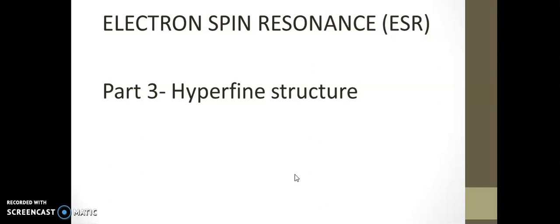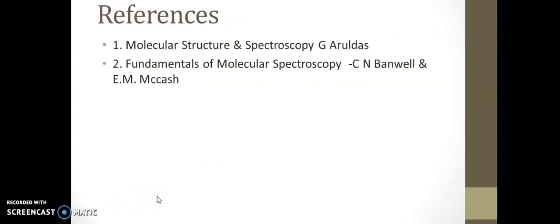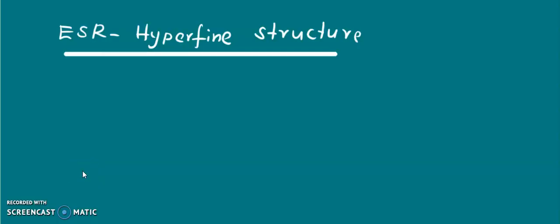Here we discuss the hyperfine structure of ESR spectrum. We have already seen in the last class that the hyperfine structure of ESR lines is due to the nuclear electron spin coupling, which consists of two terms, the dipole-dipole interaction term and the Fermi contact term. Therefore, we can say that the hyperfine structure of ESR lines is due to the dipole-dipole interaction term and the Fermi contact term.